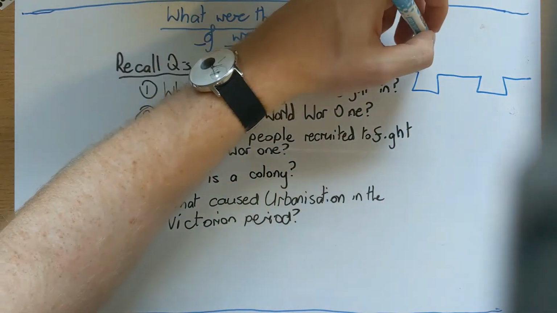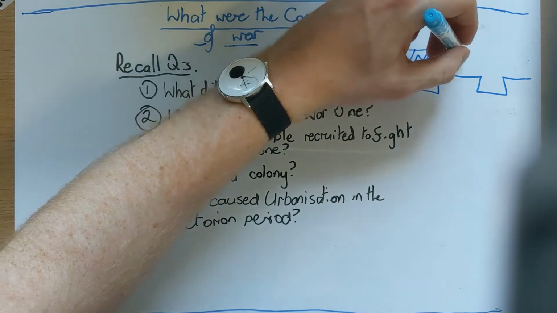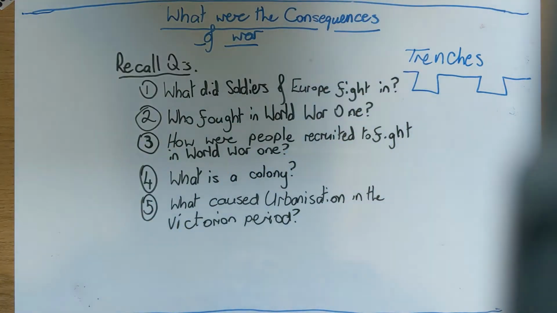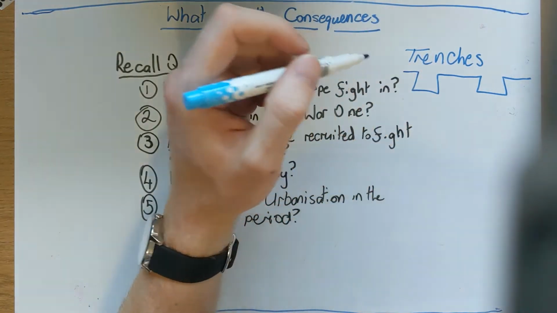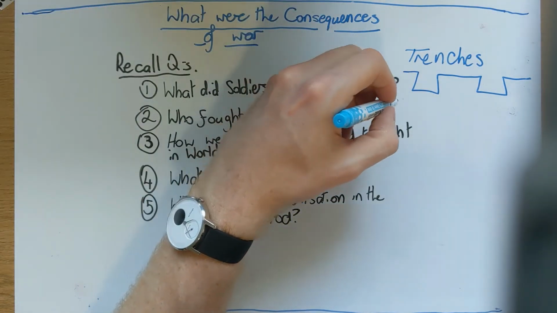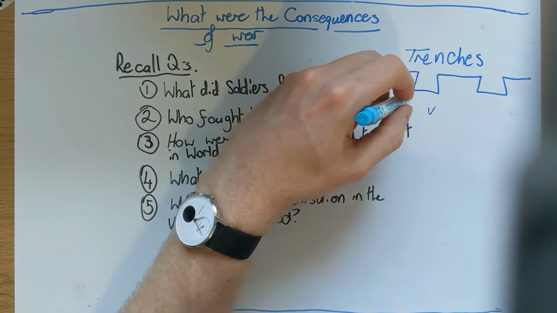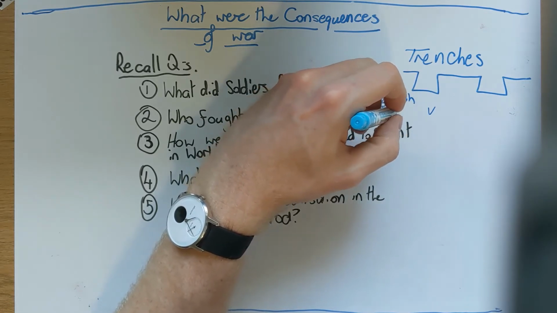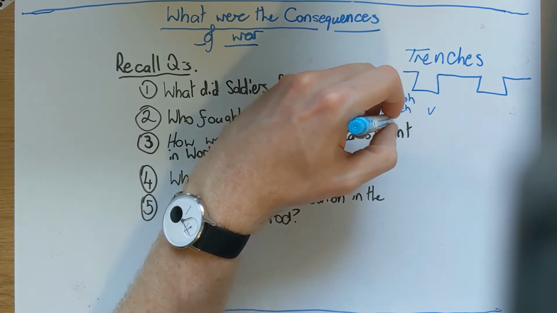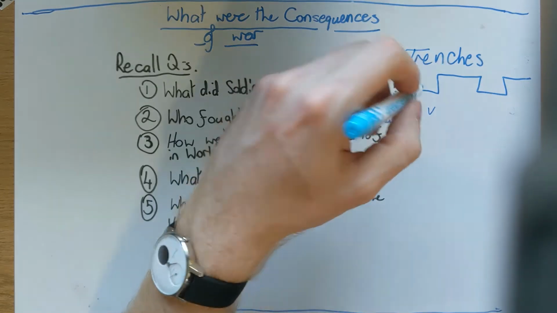Okay, so that is a trench. So they fought in trenches. Sorry for my awful handwriting. Who fought in World War One? So on one side you've got the British, French, and the Russians, but you've also got USA in there, but let's start with these.